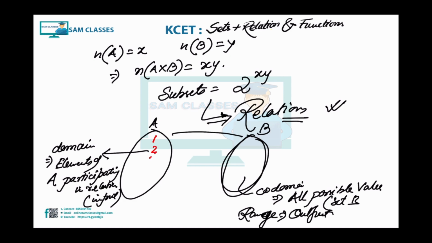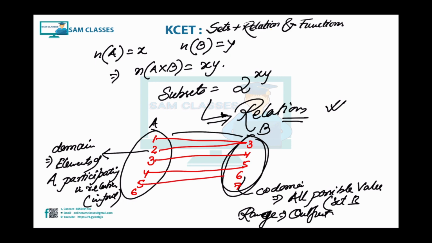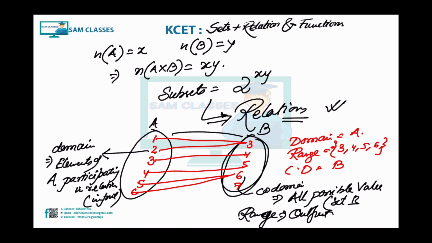We'll take some example, 1 2 3 4 5 and 6 in A, and 3 4 5 6 7 in B. Let's say this is matched to this, this is matched to this, and so on, all six matched. So the domain will be all the elements of set A. The range will be the output we are getting, students. So 3, 4, 5, 6. That's it, because 7 is not mapped. And the codomain will be all possible values, so set B, that is 3, 4, 5, 6, and 7, students. So nothing to be afraid of in this chapter. Pretty simple chapter it is.